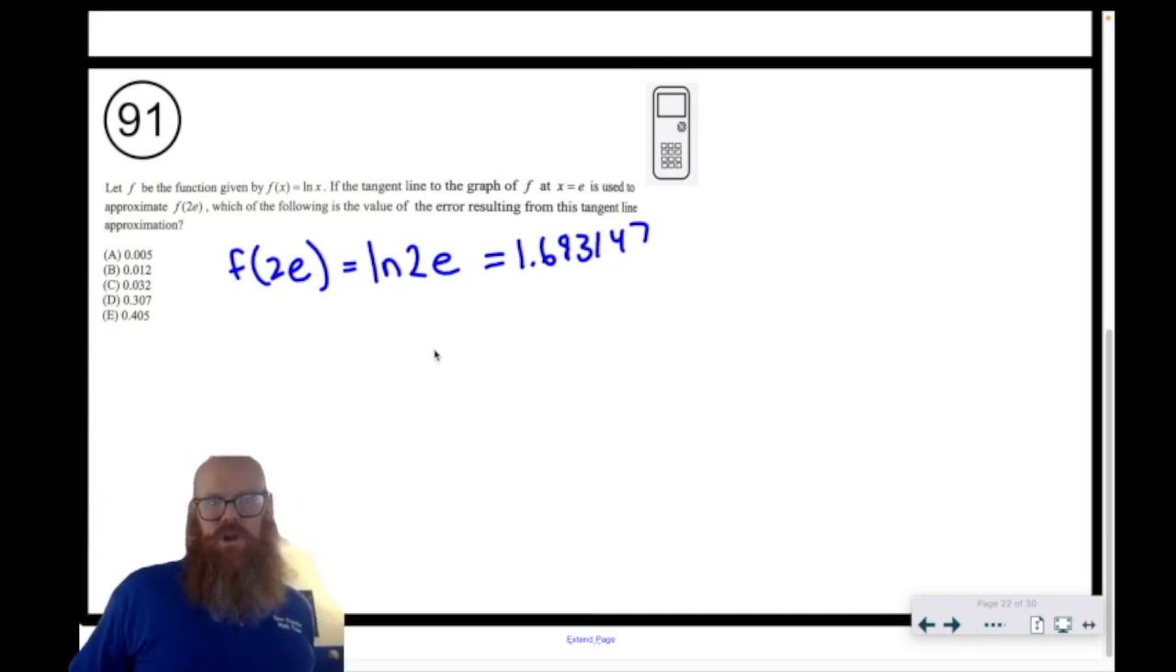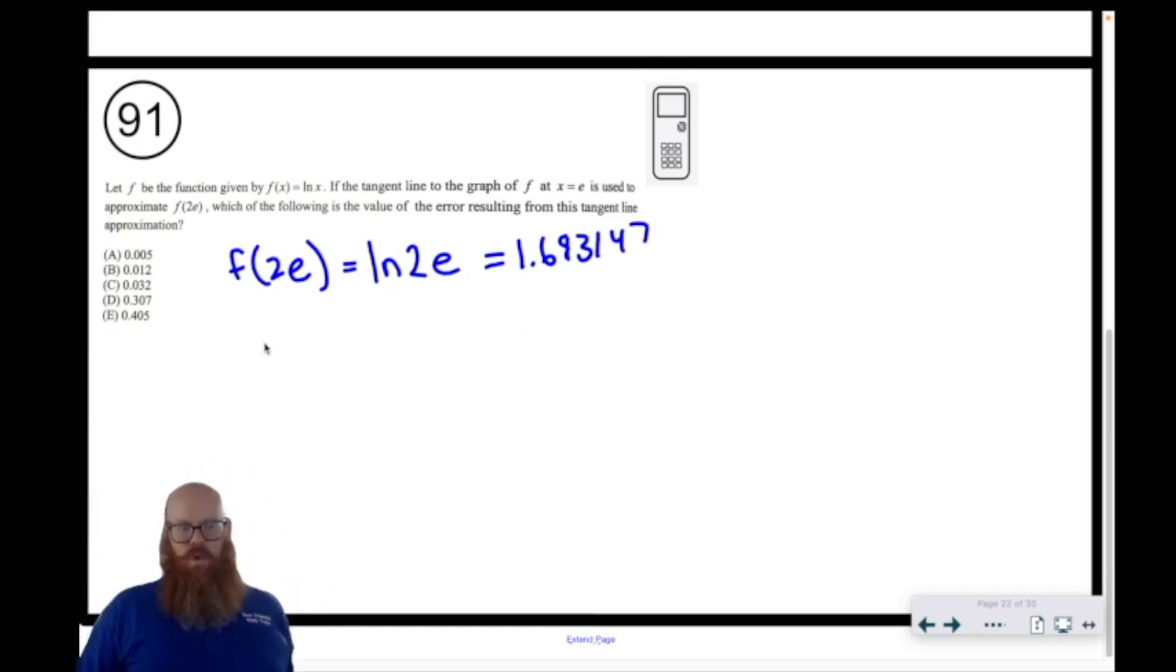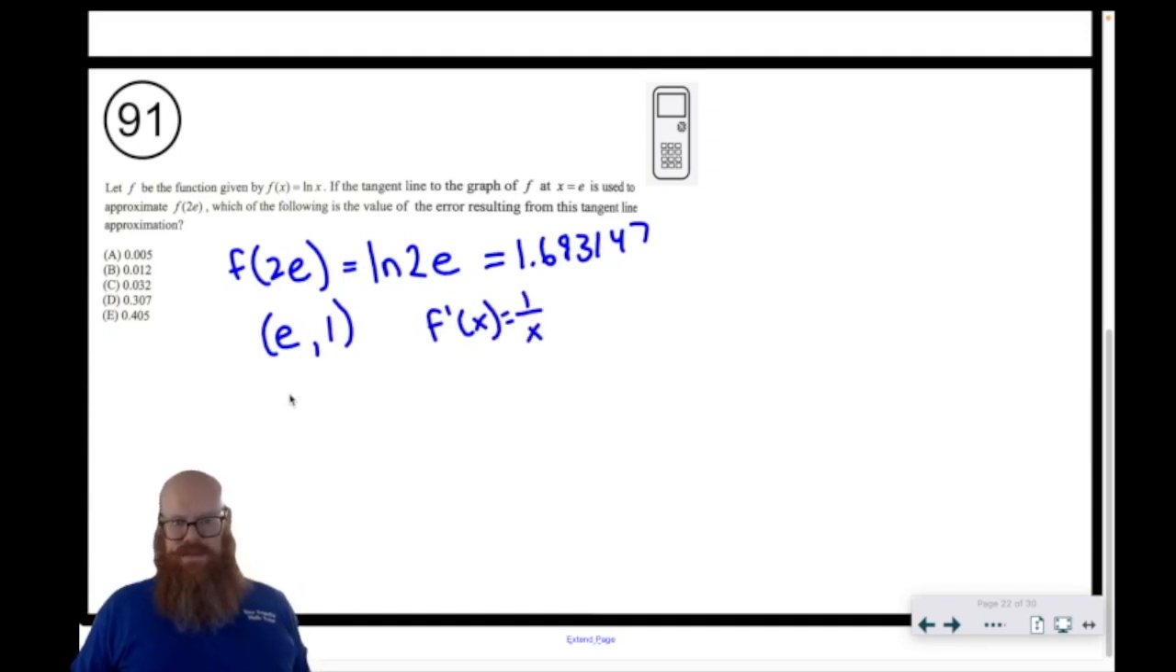All right, so now I'm going to use the tangent line to approximate that. So I need my point. My point is at x equals e. I need e, and then I need to plug it in here. Well, the ln of e is 1, so I get e comma 1. That's the point. And then I need to take the derivative. Well, f prime of x is just 1 over x, which means the slope is 1 over e.